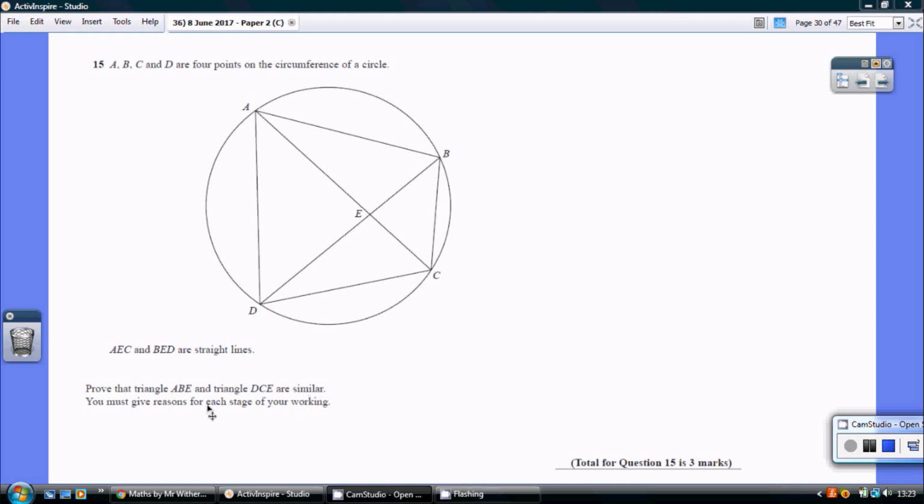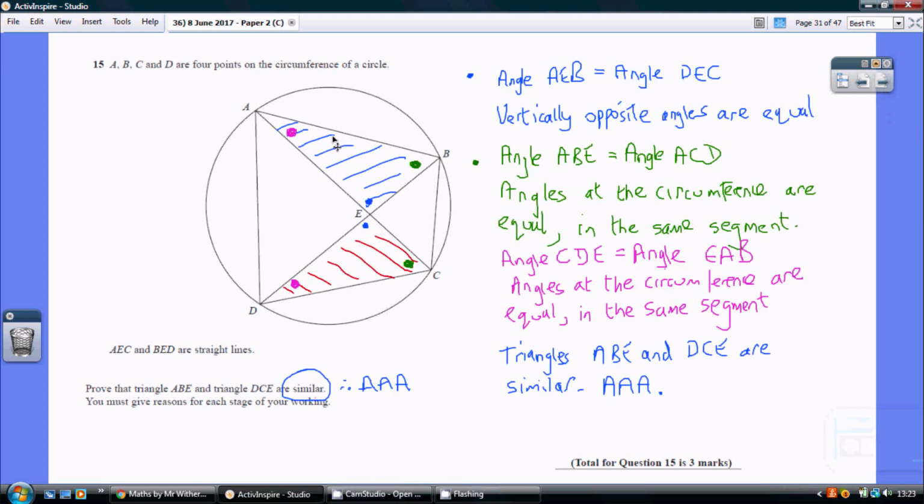So basically, if you've got to prove that triangles are similar, you're immediately thinking angle, angle, angle. So I've got them shaded in, the two triangles we're talking about here, and then basically the three angles are the same for the following reasons. These two blue angles are the same because vertically opposite angles are equal. Now this angle here and this angle here, these in green, are similar, and that's one of the circle theorems because angles at the circumference are equal in the same segment.